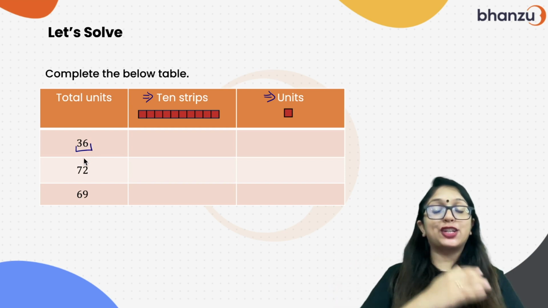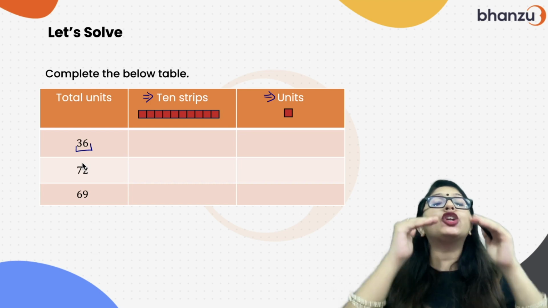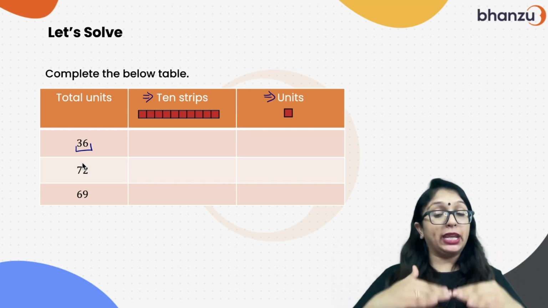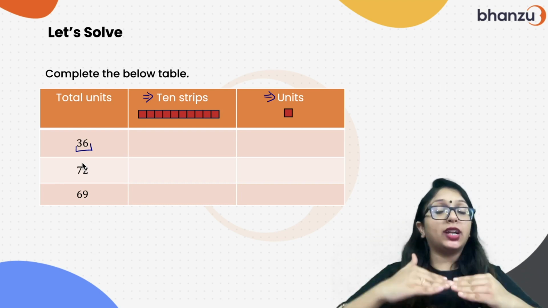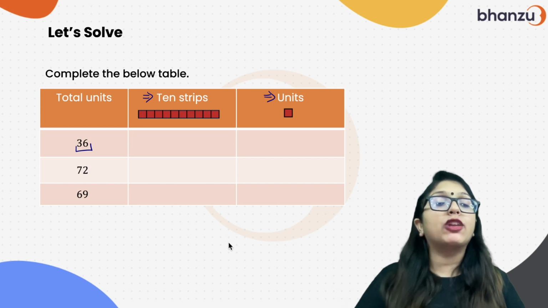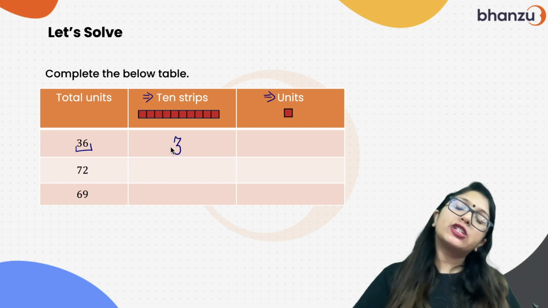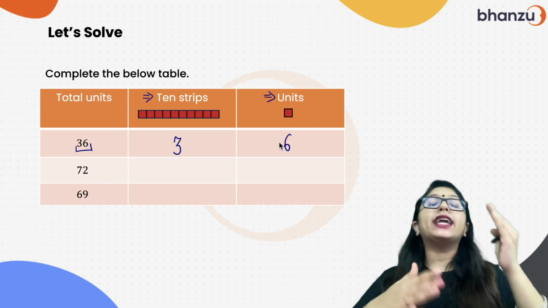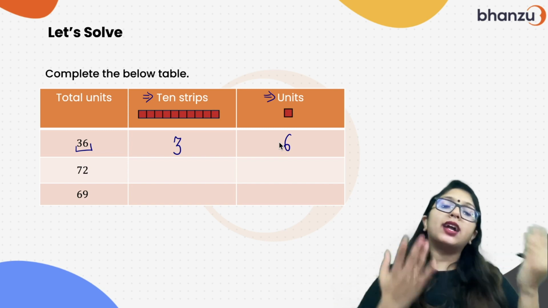Now think of it, student. If we have to find how many total 10 strips will be there, I know that 10, 20, 30, because this is 36. Now 30 means 10, 20, 30. So how many 10 strips will be there? Only 3 10 strips. And how many units will be there? Only 6. So this 3 tens will make 30 and 6 units will make 6. So 30 plus 6 will make 36.